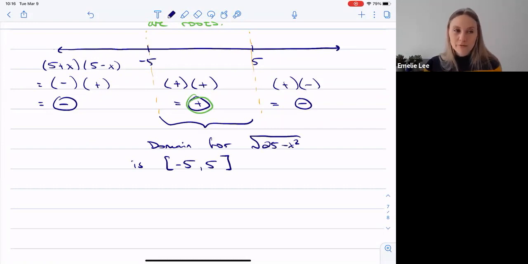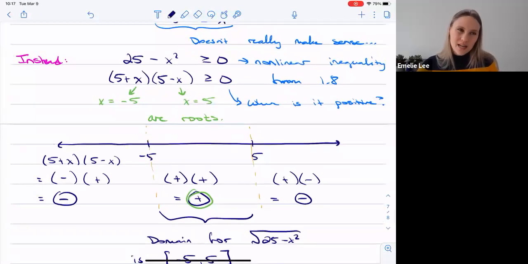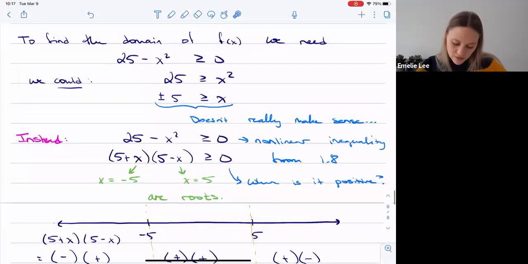That's just the domain for f of x, right? So that's why I wanted to show it to you, so I could refresh your memories on how to deal with nonlinear inequalities. We have to kind of do the number line. You could graph it too, and use Desmos instead. You don't need to show me how you found the domain. I'll just ask you what is the domain. So if you find that Desmos is easier, where you just graph 25 minus x squared and look at where it is greater than 0, that's fine. Okay.